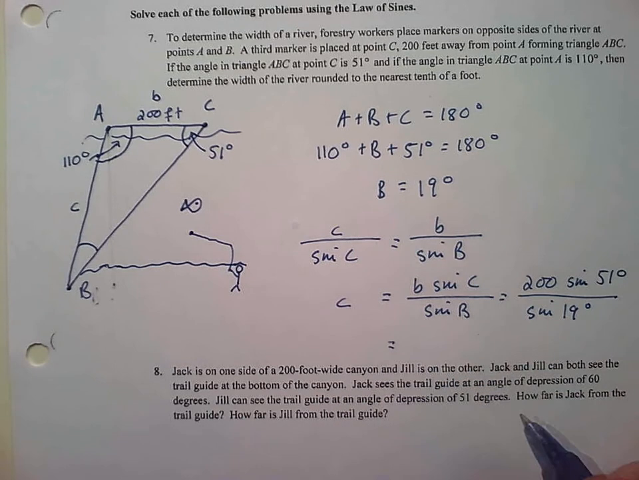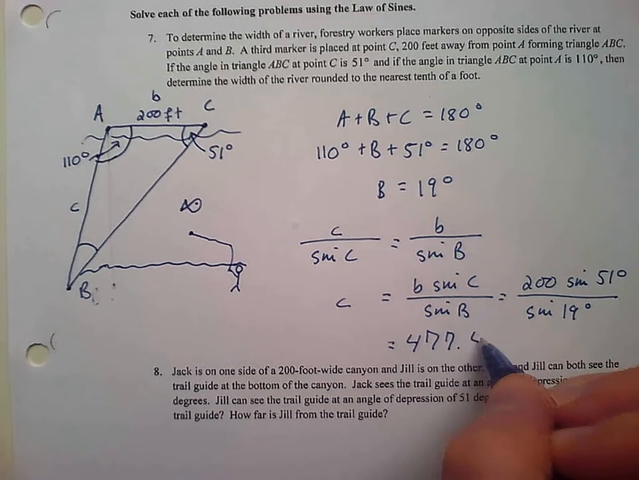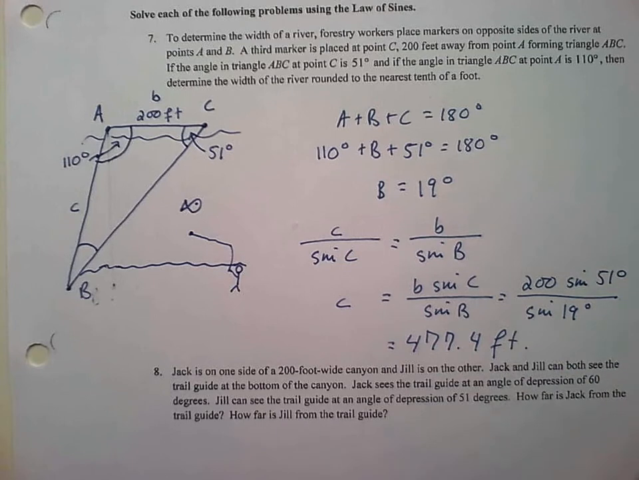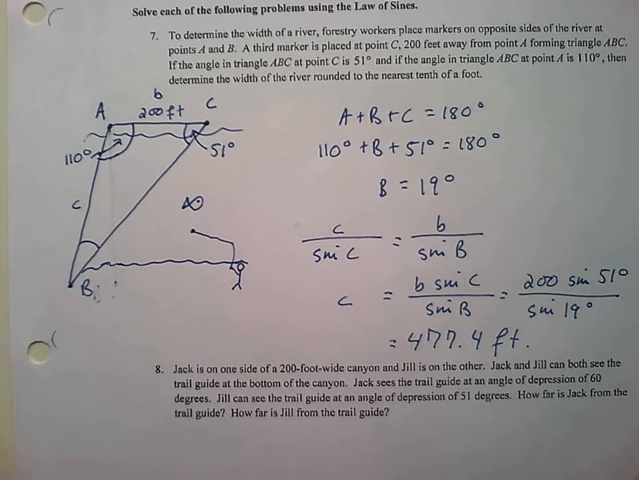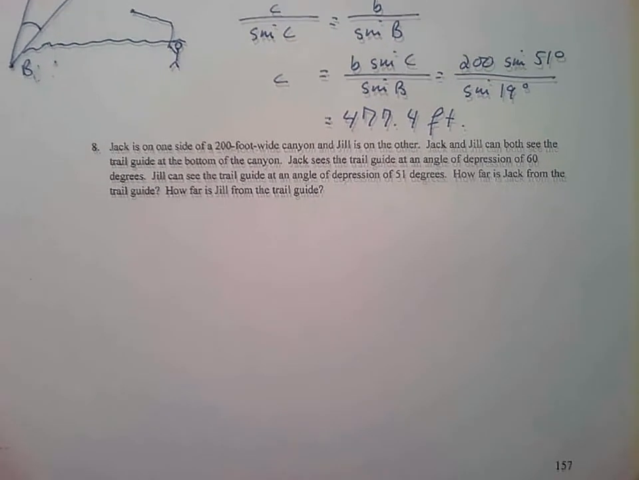If we plug these values into our calculator, we'll get that this comes out to 477.4, since we're just asked to get it down to the nearest tenth of a foot. Alright, let's go on to the next problem.